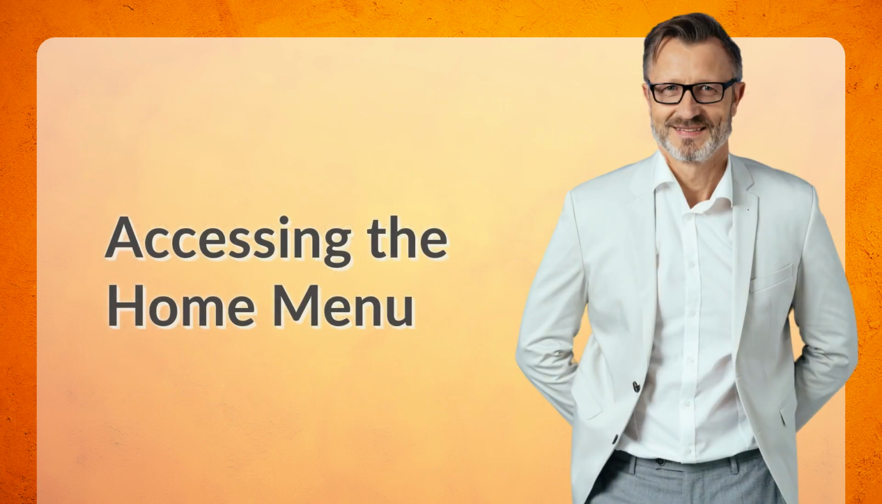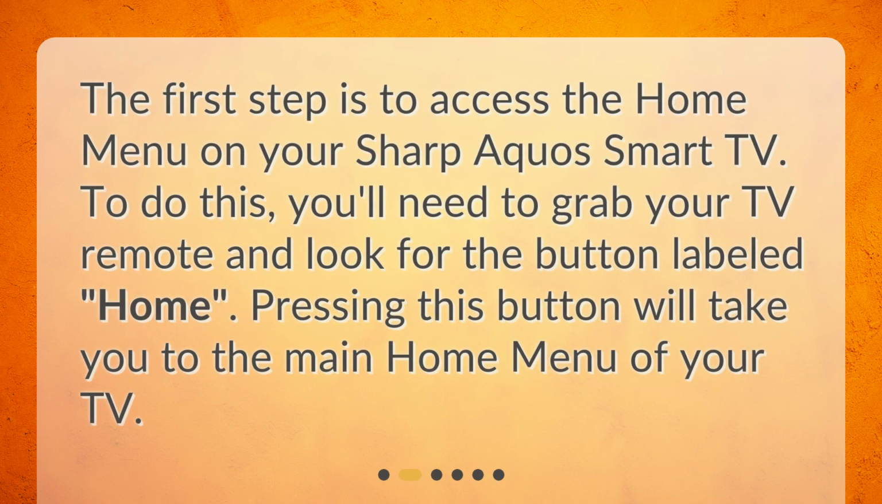Accessing the home menu. The first step is to access the home menu on your Sharp Aquos Smart TV. To do this, you'll need to grab your TV remote and look for the button labeled Home. Pressing this button will take you to the main home menu of your TV.